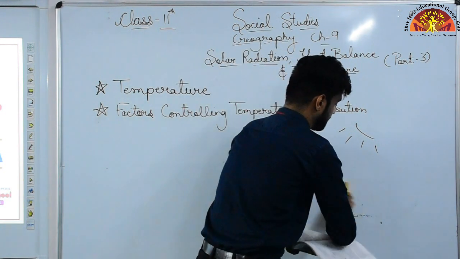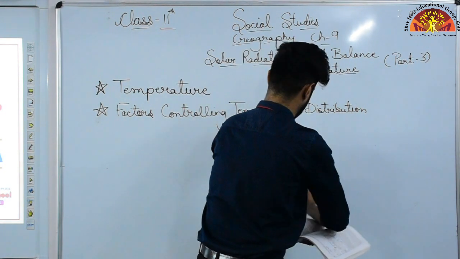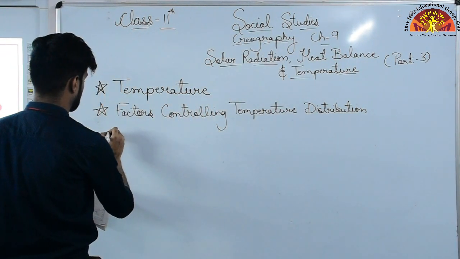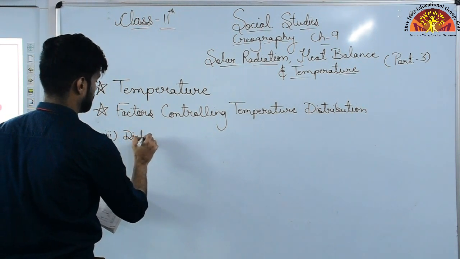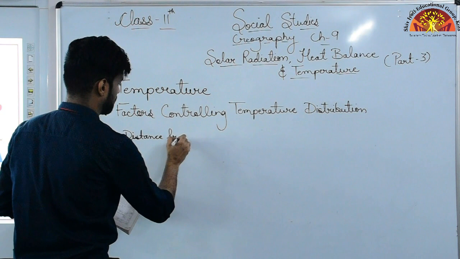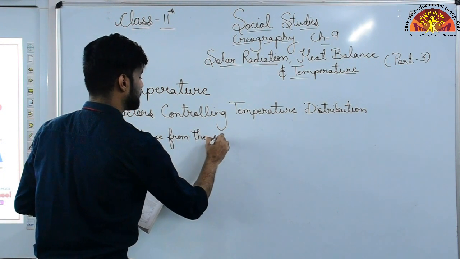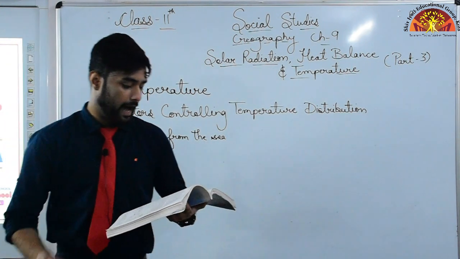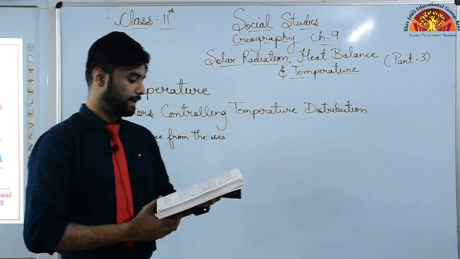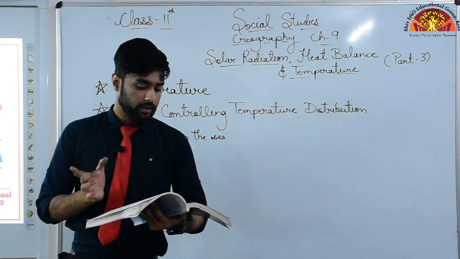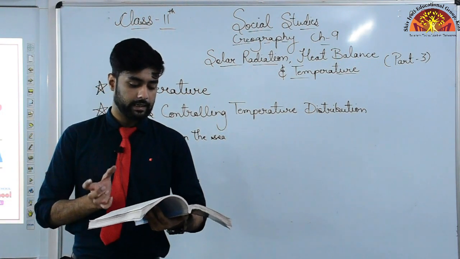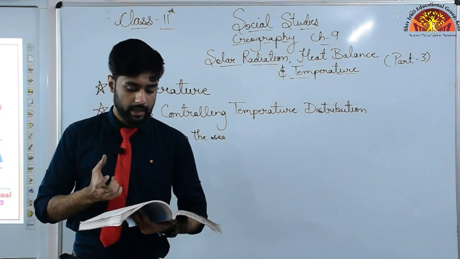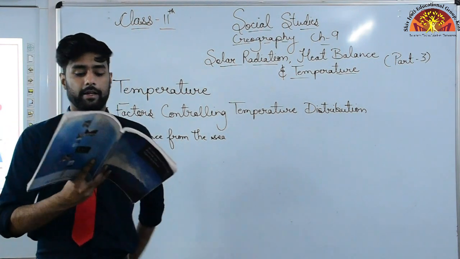The third point that we have is our distance from the sea. Again, it is very easy to understand this one. Distance from the sea means how far you are from a large water body such as a sea or an ocean. Another factor that influences temperature is the location of the place with respect to the sea. We already know that compared to the land, the sea gets heated slowly and loses heat slowly. Okay, underline this. Compared to the land, the sea gets heated slowly and loses heat slowly. The land heats up and cools down quickly.